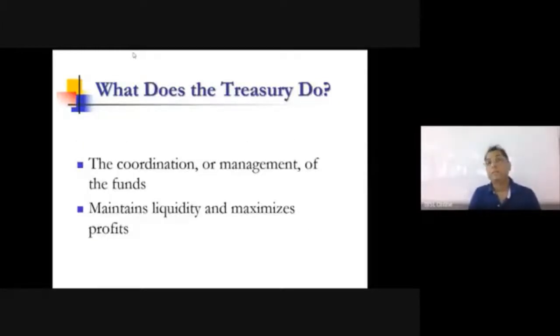Second function is liquidity. So if you look at slide number 10, the coordination or management of funds, that is what I've just explained to you, what the Treasury does from that side. Other one is maintains liquidity and maximizes profit. What do I mean there? So basically, one function is about making sure that you are managing your funds most efficiently.